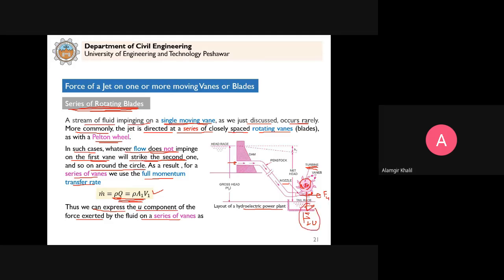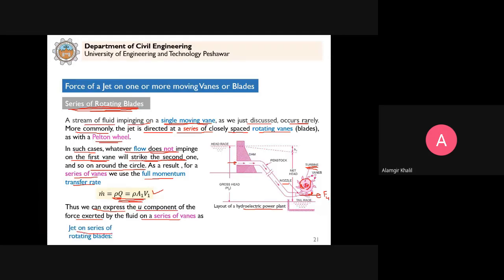What do we do with this force? We are just interested in calculating how much of this force is exerted so that the momentum is transferred to the turbine, the rotating element. So it will have a vertical component, but we are not interested in that. That's why for such cases, we normally do not calculate the vertical component of the force. We only calculate in the horizontal, in the U direction, the direction of movement of the vane. So that's why you see we can express the U component of the force on a series of vanes as this.